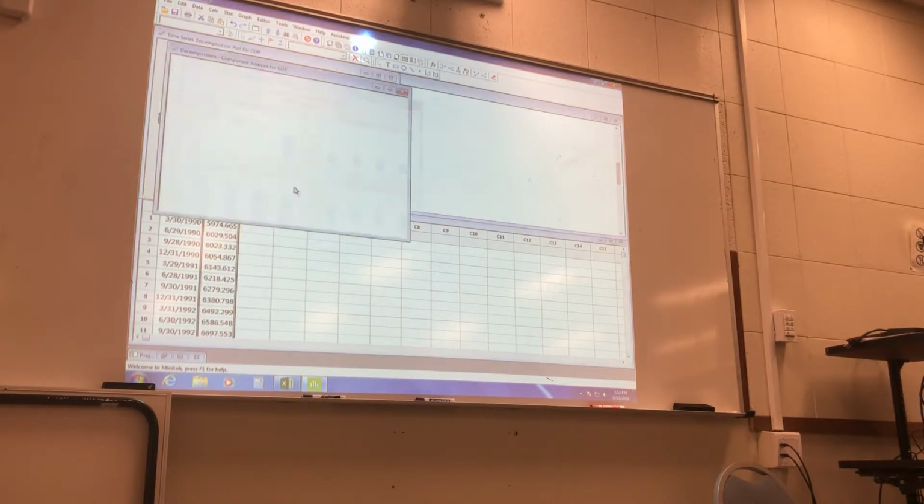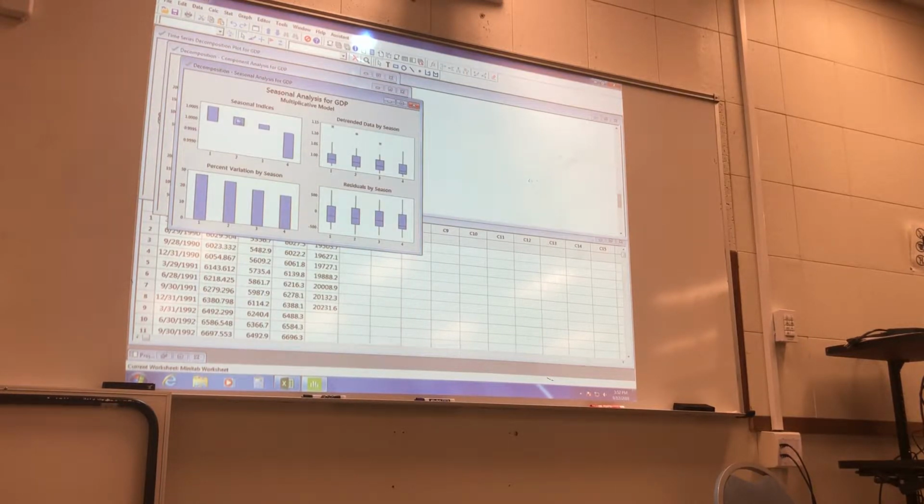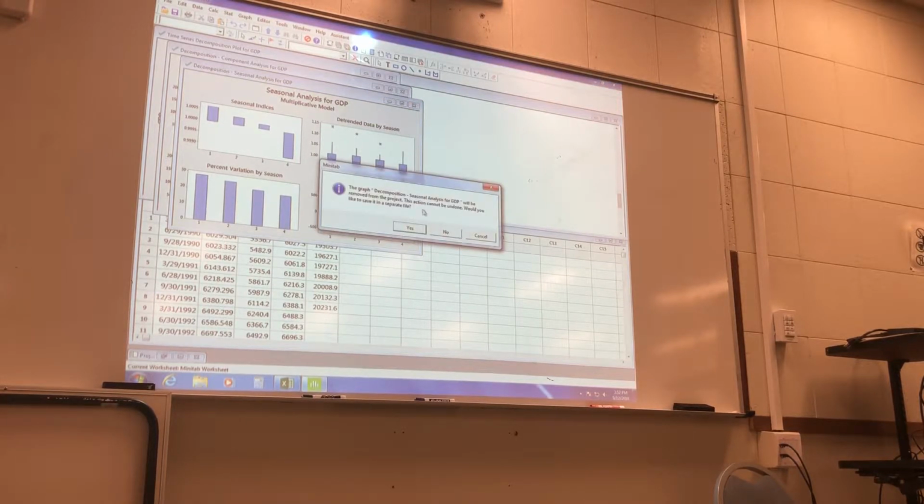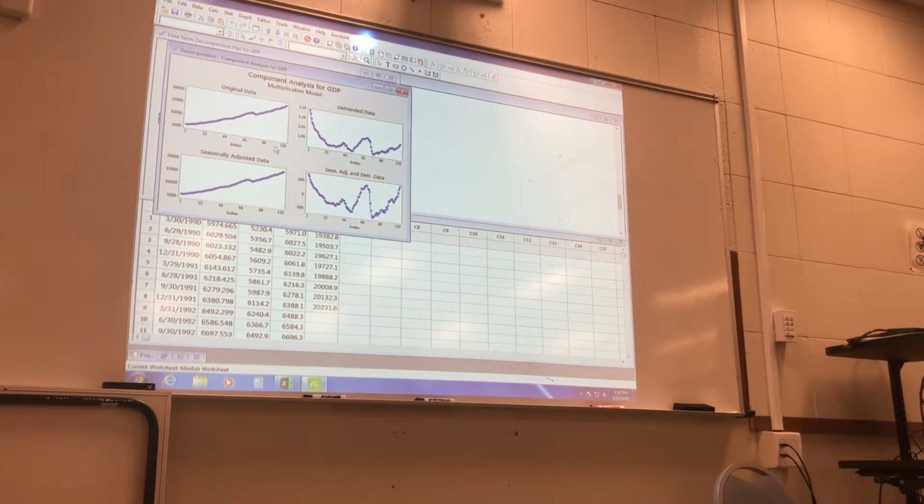Select OK, and we get the output back. Remember the seasonal indices, they all sum to what number? Quarterly data? 4. 4, beautiful answer, excellent. Which is the highest seasonal period for GDP? It's the first quarter. The lowest is Q4. Doesn't look like there's much seasonality here. These look approximately the same, don't they? The original data and the seasonally adjusted data are basically the same.